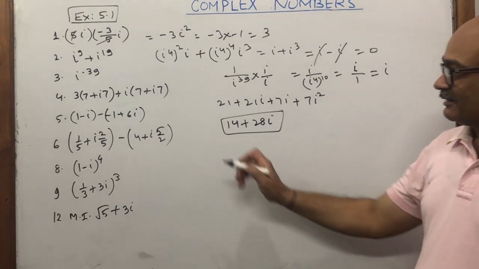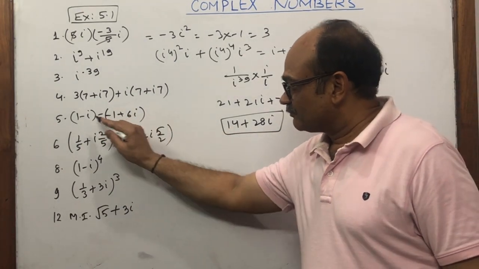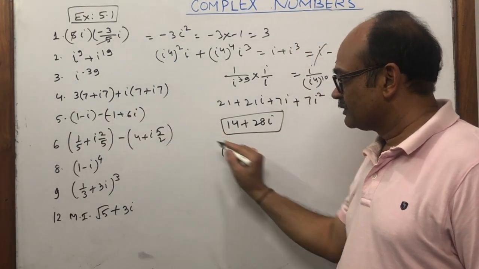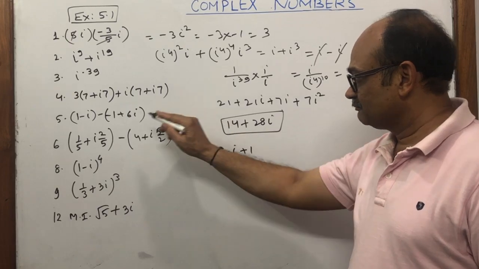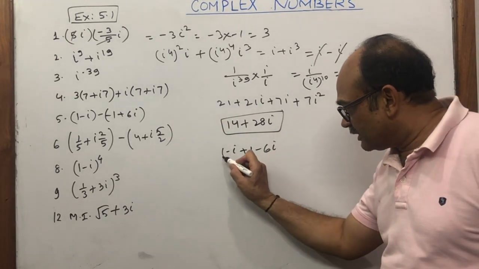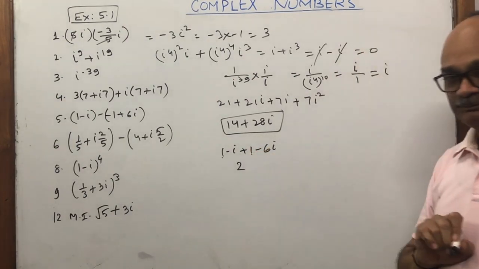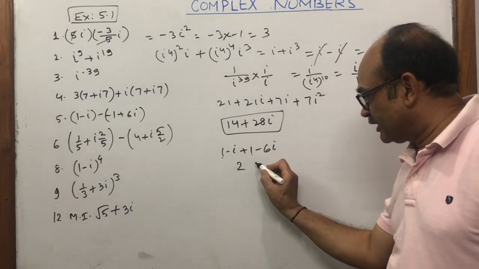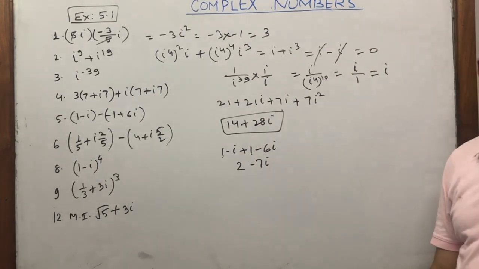Simple. Next is addition. 1 minus iota, minus minus plus 1, and minus 6 iota. Real number is added with real, 2, and iota is added with iota. Answer.